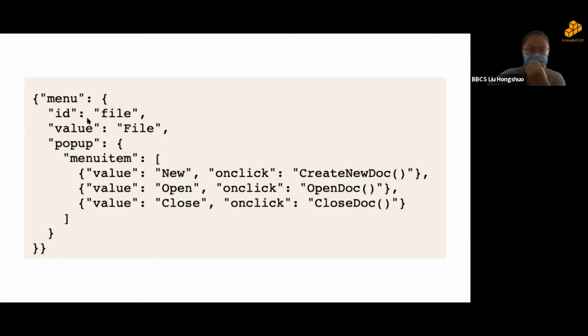Data inside always appears as key-value pairs. So key and value. And square brackets inside the JSON file denote an array.